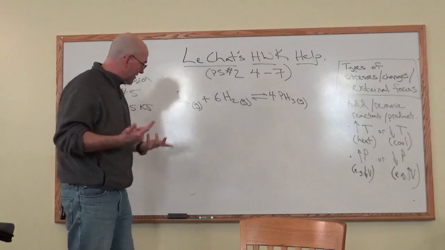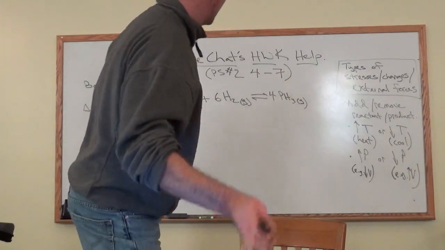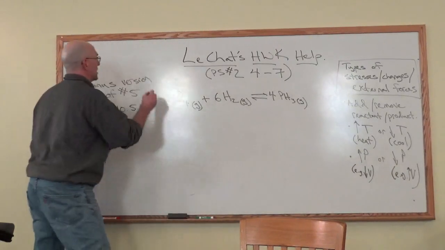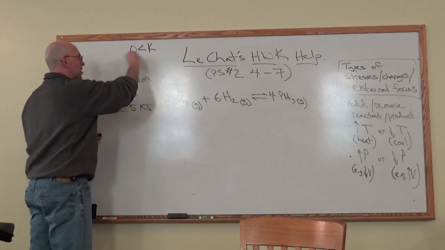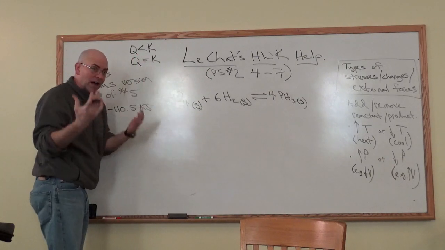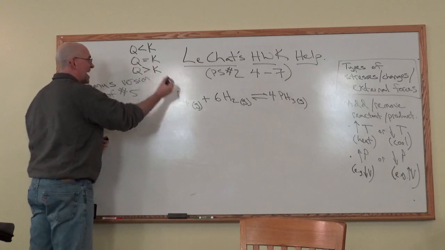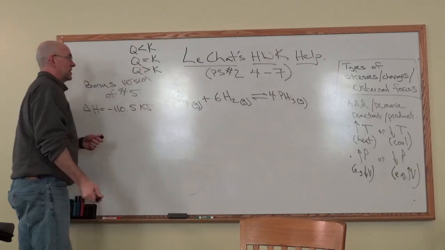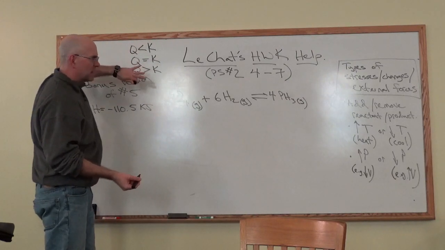Now, we already visited that topic mathematically when we did those Q calculations. So, if Q is less than K, it goes to the right. If Q equals K, then you are at equilibrium. And if Q is greater than K, then it shifts to the left. So we've already done that mathematically, and that's fine.